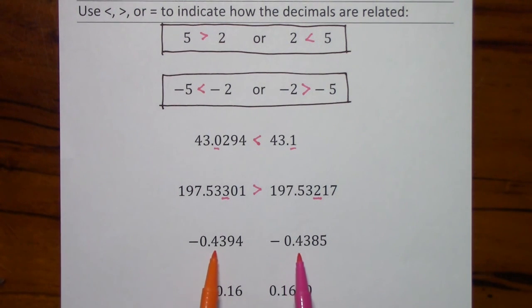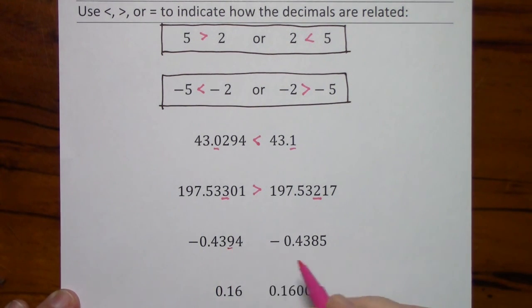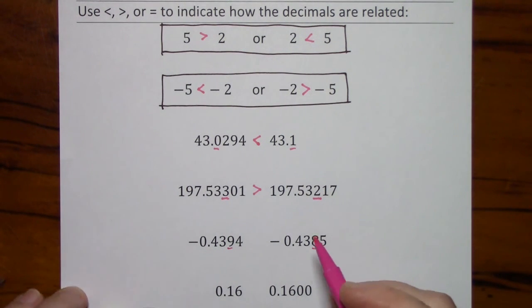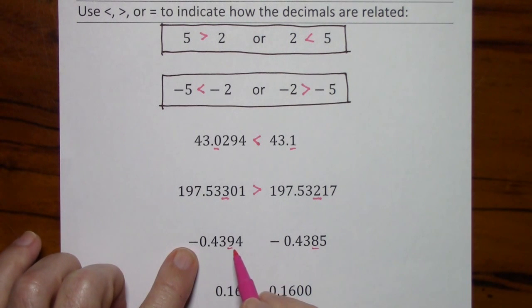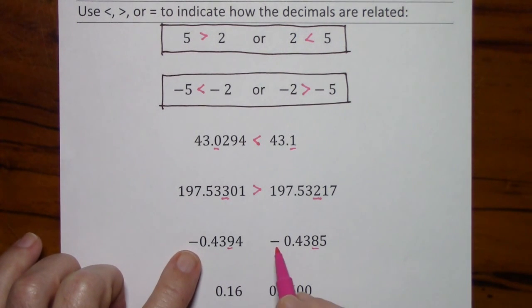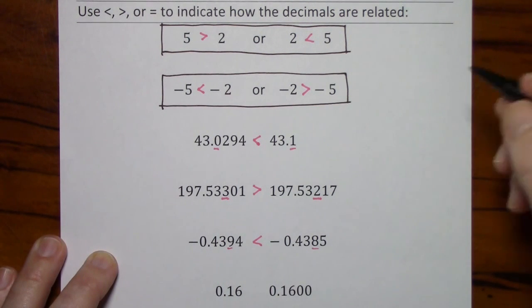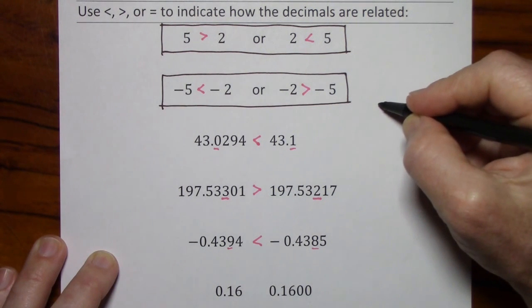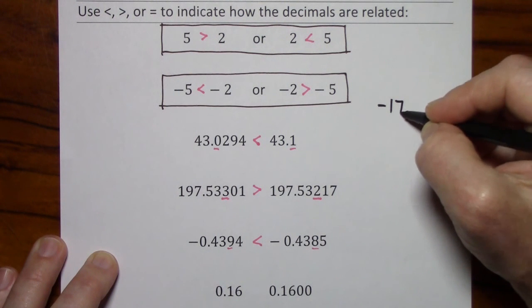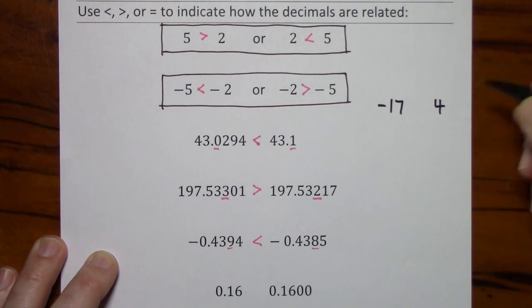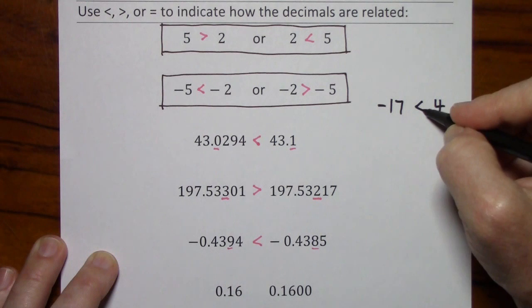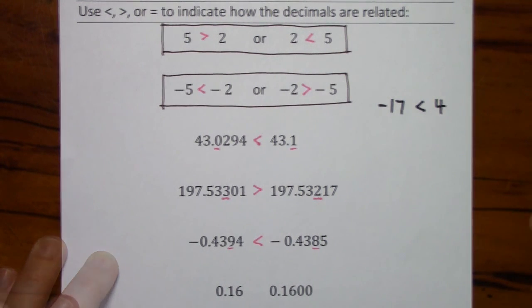So we move along looking for what digit is different, the 9 and the 8. So I like to underline the two digits I'm focused on. If these values were positive, I would say 9 is greater, but since they're negative, I'll mention real quick, if you had, let's say, a negative 17 and you were comparing that to a positive 4, the positive value is always greater.